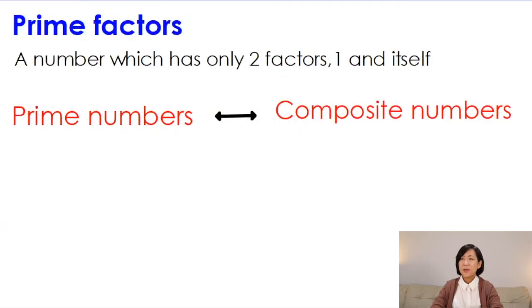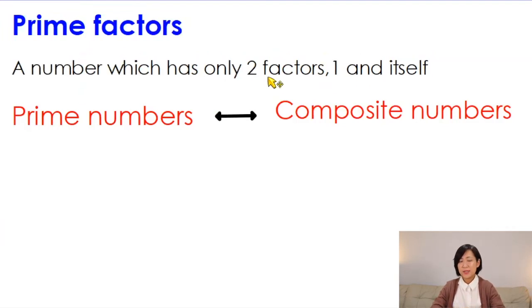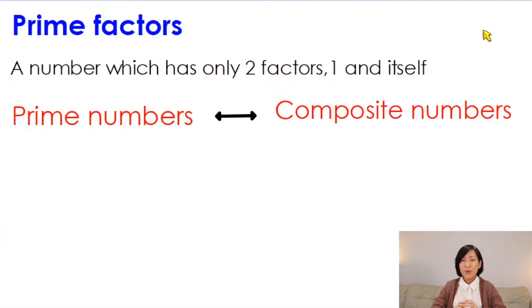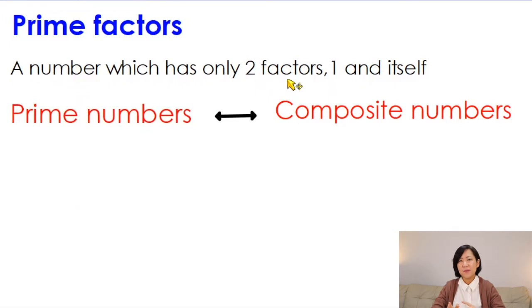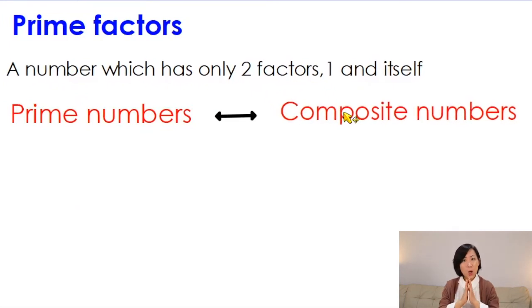Now, this time, I'm going to talk about prime factors. Before talking about prime factors, do you know what a prime number and a composite number are? A prime number is a number which has only two factors, that is 1 and itself, and a composite number is the opposite of a prime number. That means a composite number has more than two factors. Let's find the prime numbers and composite numbers up to 20. Let's begin with number 1.